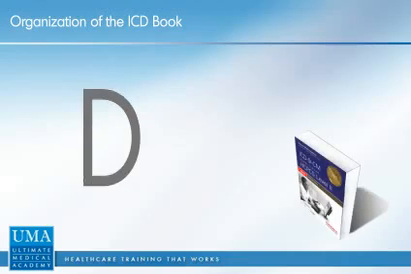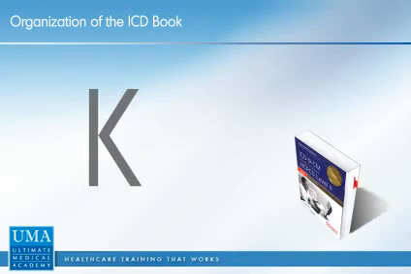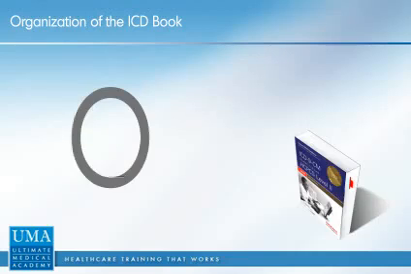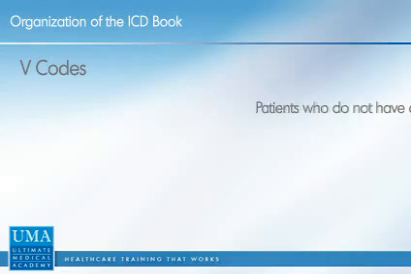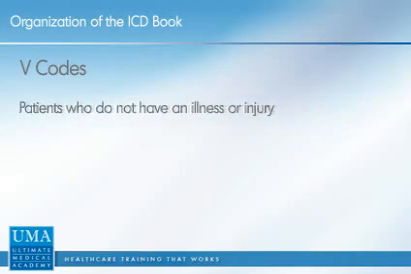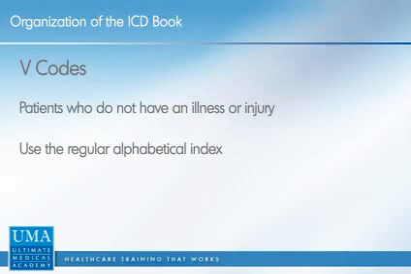You can also add tabs for each letter of the alphabet. We find this is often helpful, but you must decide if you feel that this will assist you as you work. Note, there is not a separate alphabetical index for V codes. V codes are used on occasions when services are provided for patients who do not have an illness or injury. For example, a well child visit to the pediatrician or to provide history information. These are looked up by using the regular alphabetical index.